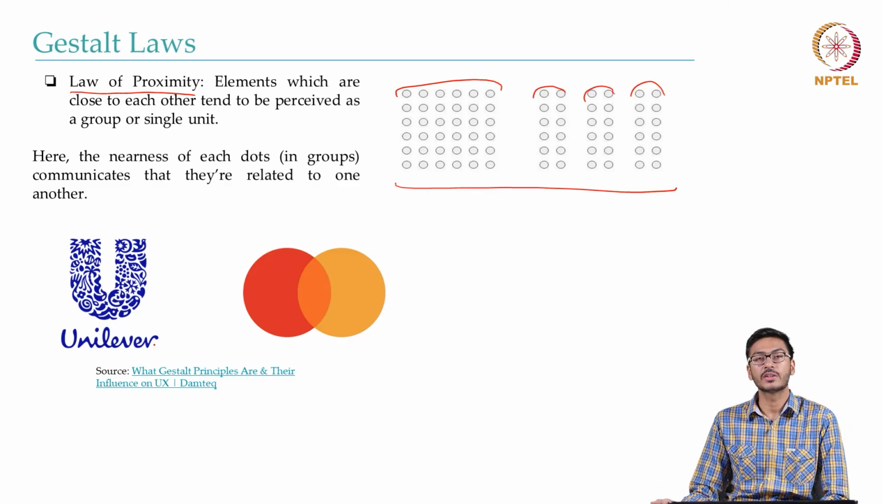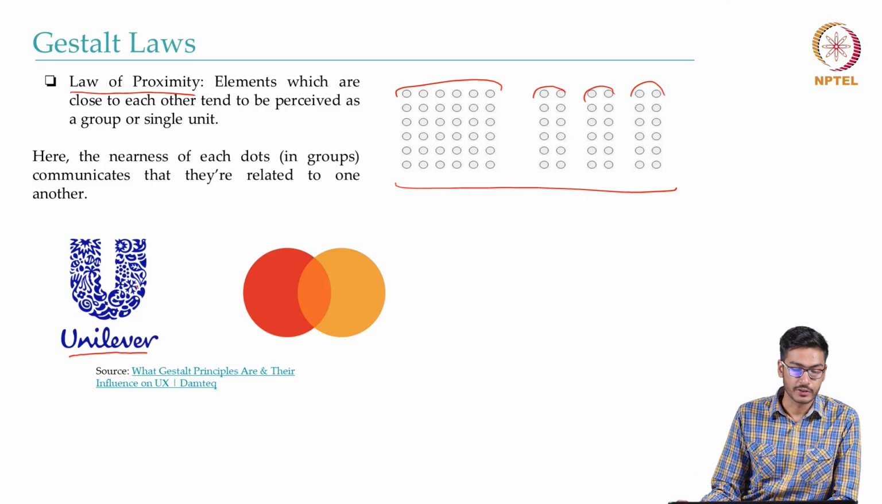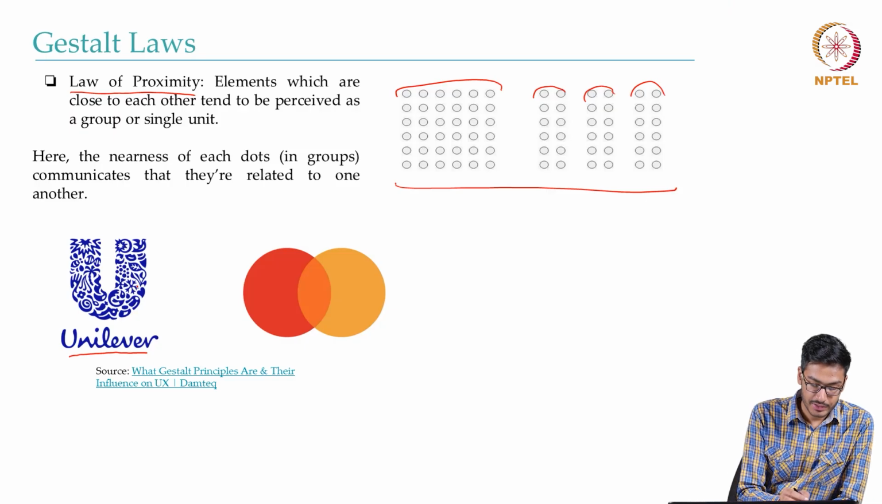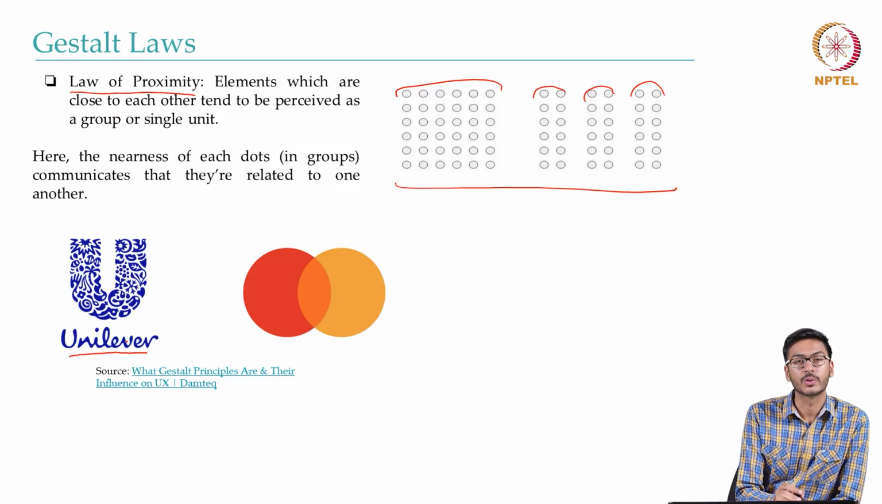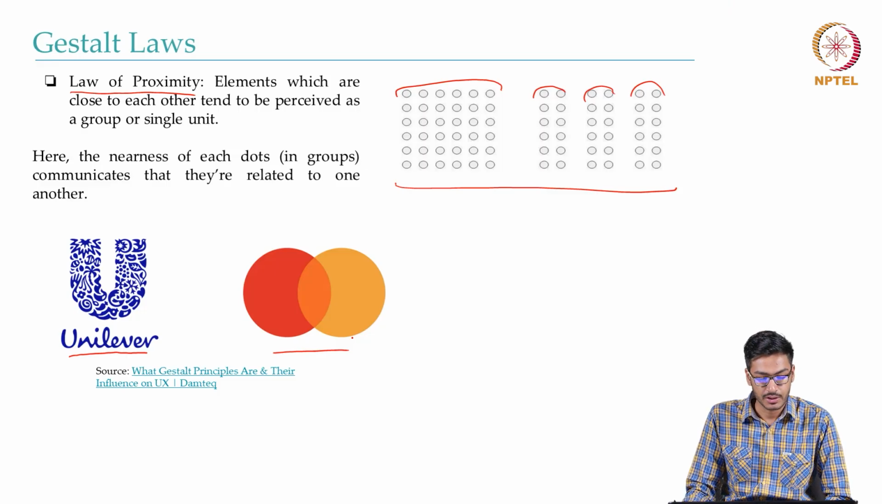We can see the use of Gestalt's laws in various logos. The first logo we have is Unilever, where the letters are written very close to the U, which symbolizes Unilever. Similarly, the second example we have here is from MasterCard, where both the circles are placed very close to each other, signifying that they are related to one another.